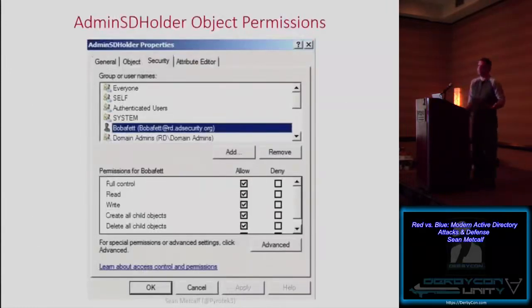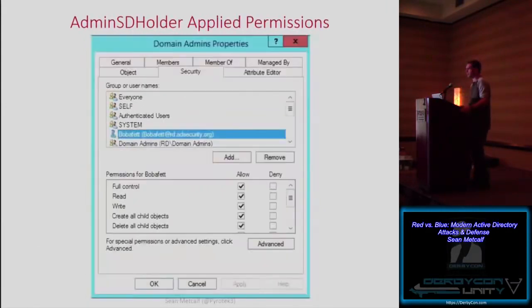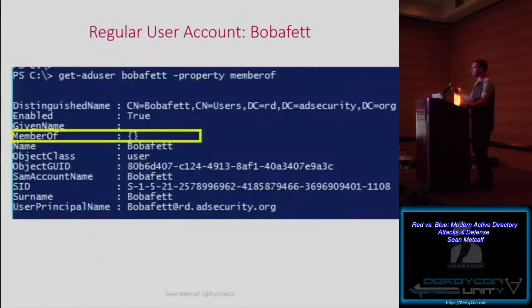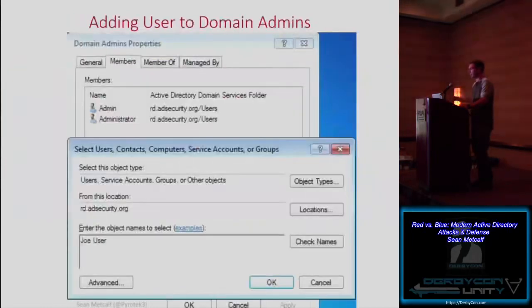So we will go ahead and delegate full control to a user on the AdminSDHolder object. And then about 60 minutes later, that gets stamped on every one of those protected objects, which means that this account now has full control on the domain admins group. And this user has no group membership. But this user can add another user to domain admins, and it works.